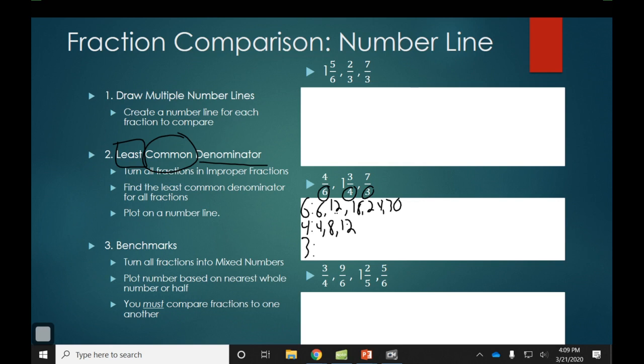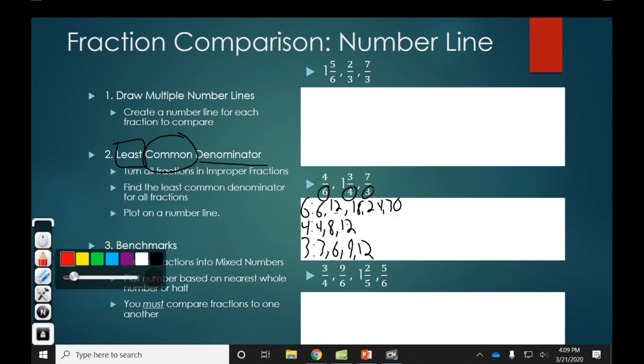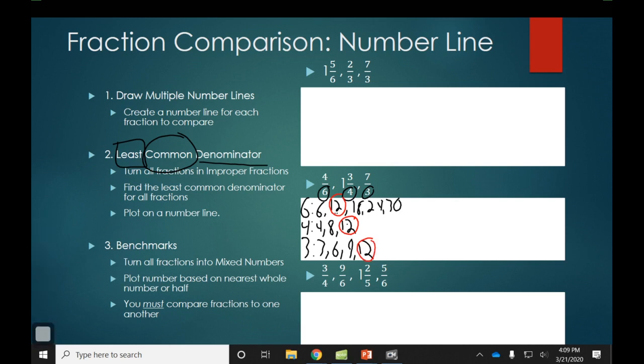So let's go to 3 and see if this also can be a 12. That's going to be 3, 6. So 6 matches with 6, but 4 does not. So that doesn't work. 9 and 12. So we have our lowest common denominator, which will be 12. 12, 12, and 12. So now it's important that you multiply these fractions in order to change it so that the denominator will become a 12.